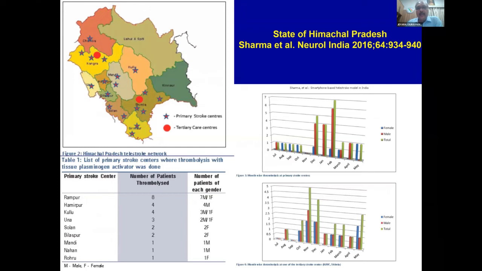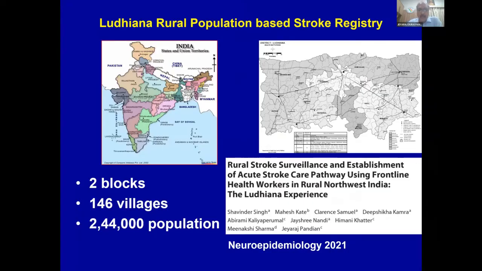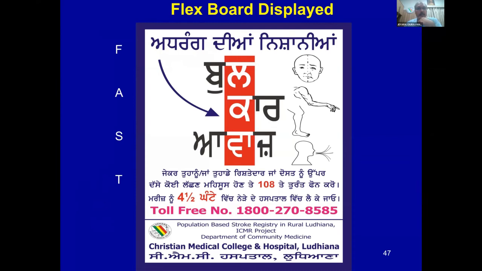And we initiated in the Ludhiana area stroke surveillance and a stroke registry in about 2.5 lakh population. By training ASHAs, they were able to identify stroke patients in the villages and refer these patients to the stroke units in the civil hospital and to CMC. This is the Punjabi version of FAST, which was put up in the villages and the gurdwaras.